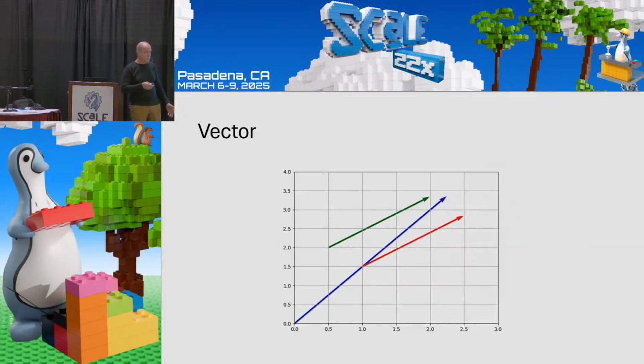So vectors. What are vectors? They're multi-dimensional scalars. They're a single buffer. They're an array of multiple elements. What are those elements? Numbers. What kind of numbers? Real numbers.